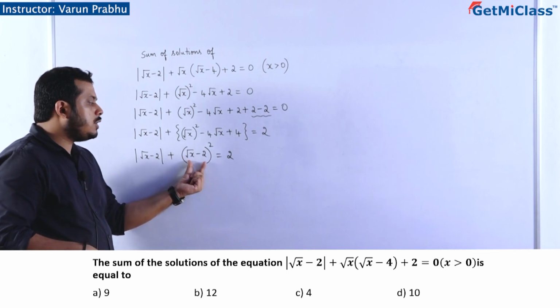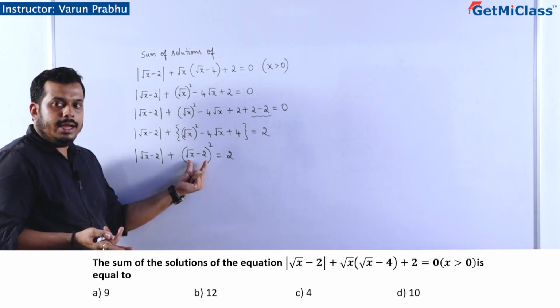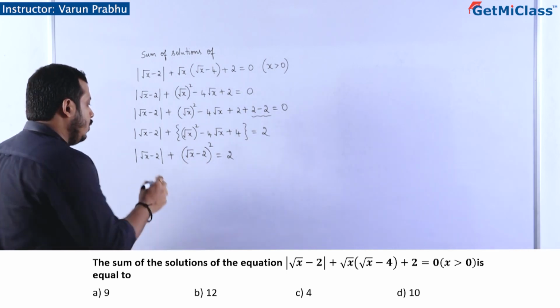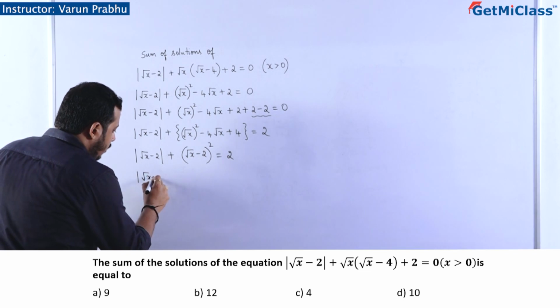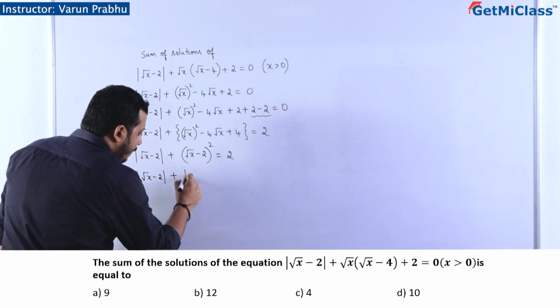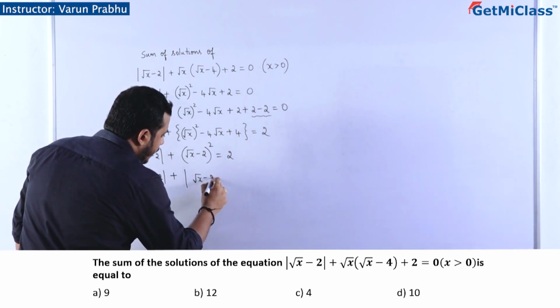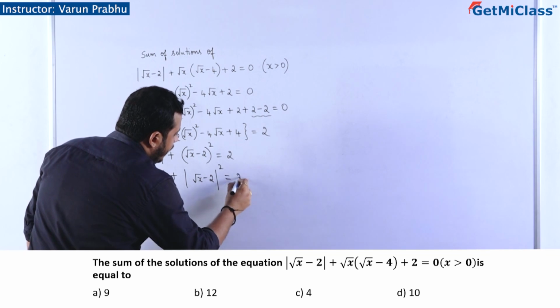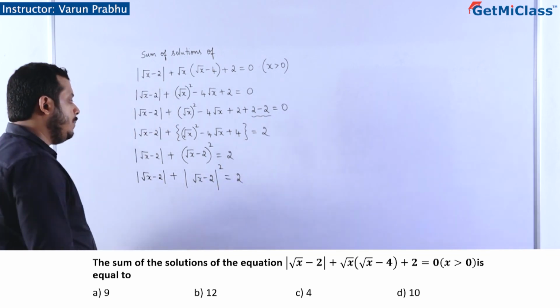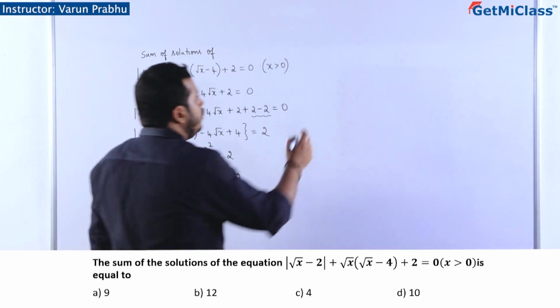And you know that all square numbers are positive only. Modulus is also positive. Correct or not? So I can write modulus of root x minus 2 plus modulus of root x minus 2 square. It does not make any difference, right? Modulus of root x minus 2 the whole square, that is equal to 2.